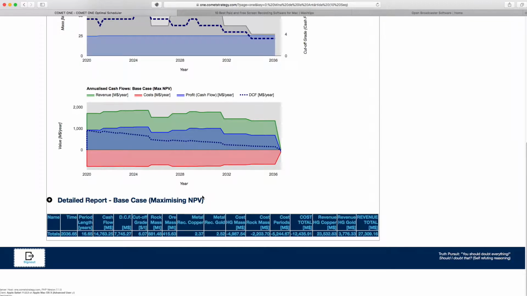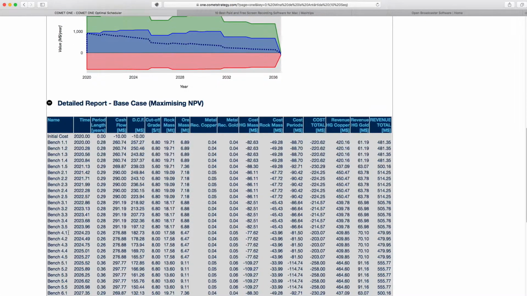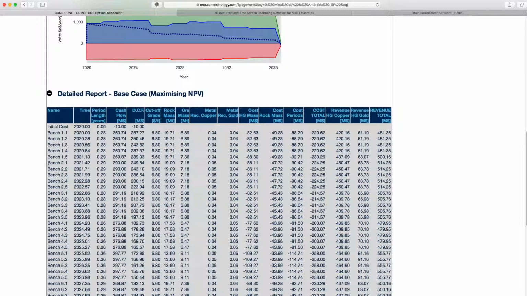The final report is a much more detailed report on exactly what's happening to the pieces of rock as they're mined. We have a summary of the report here with things like the cash flow, the cut-off grade, how much material is being mined, how much goes to ore, the metals being produced, the costs and revenues. But you can also expand this report to see all the individual little pieces of the increments being mined and how much of those were sent to the mill, what the cut-off grade was, how much metal there was, what the costs were, and so on.